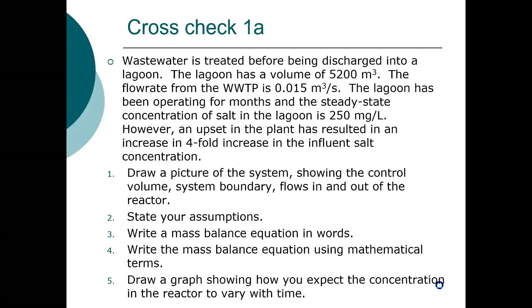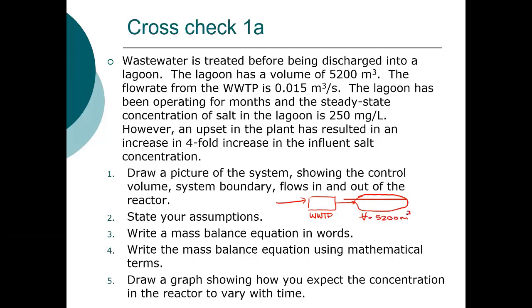So we should be back, and we have this situation here. We have water that's treated, okay, before being discharged into a lagoon. So we've got a wastewater treatment plant. We're doing some sort of treatment, and then we discharge it to a lagoon. So here's our lagoon. The lagoon has a volume of 5,200 cubic meters. The flow rate in is 0.015 cubic meters per second. We're going to make the assumption that Q out is the same.